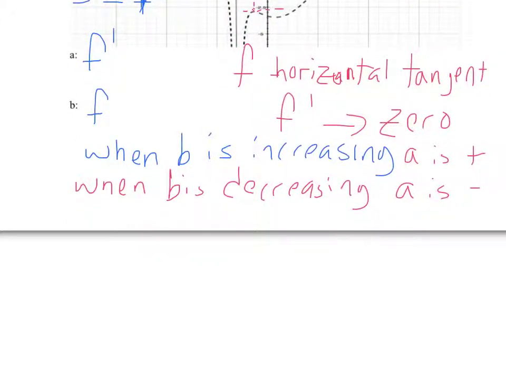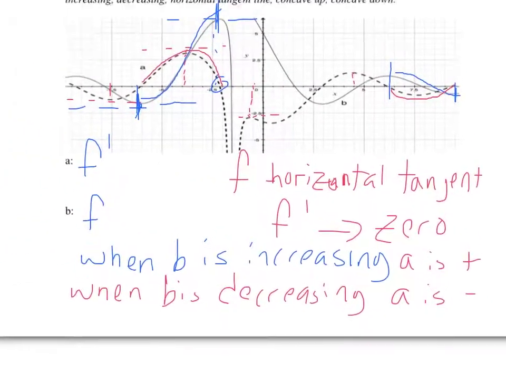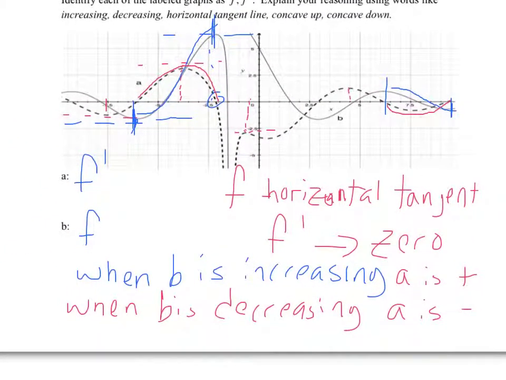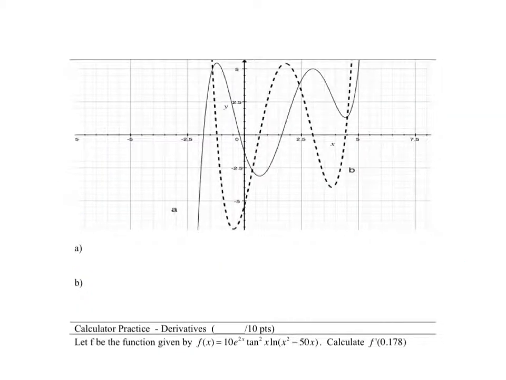That's enough as far as the reasoning for showing why those tangents are true. If you tell me something about the horizontal tangents where f prime has zeros, if you tell me that there's some decreasing or increasing going on, that's enough. You don't need to use all of those words. There's a second one of these graphs that asks you to identify which one is the derivative and which one is the function.